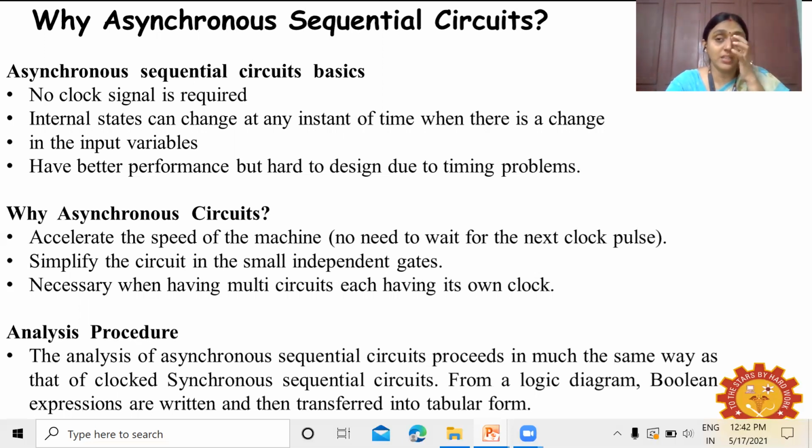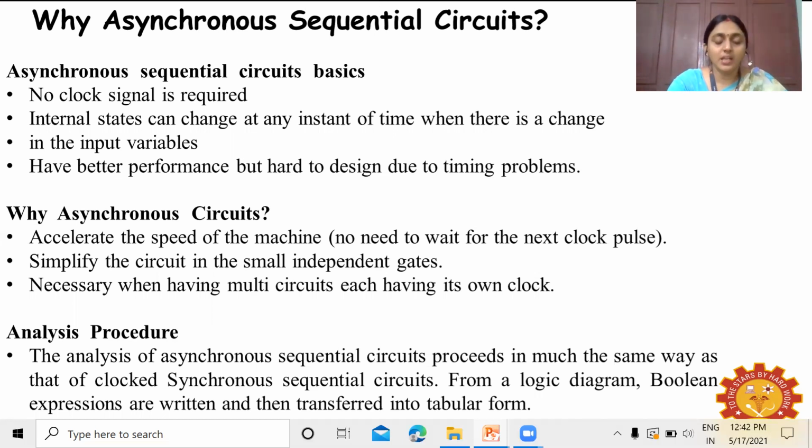Now we will see the strong reasons why we need asynchronous circuits. They accelerate the speed of the machine, where we do not need to wait for the next clock pulse. They simplify the circuit into small independent gates. They are necessary when having multiple circuits, each having its own clock.